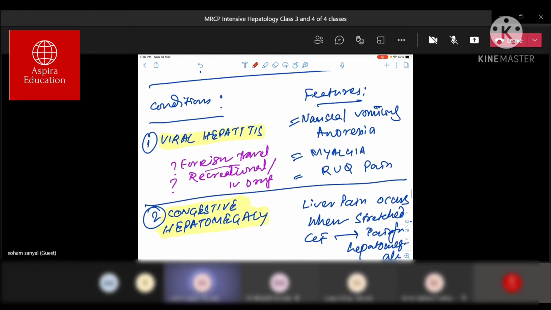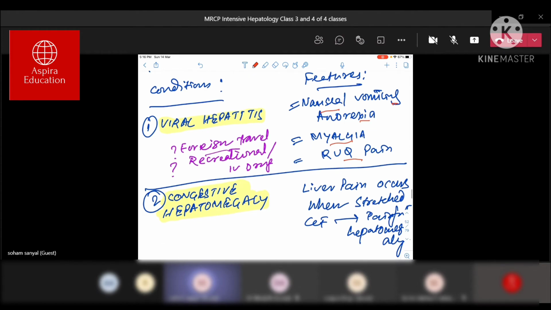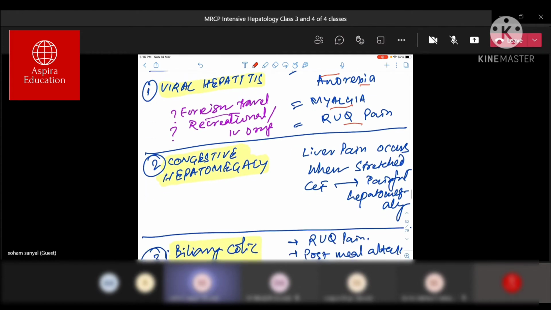And regarding the features of viral hepatitis, mostly they will talk about malaise, vomiting, anorexia, myalgia, right upper quadrant pain. All these are generalized, just for recapitulation we have to go through. Once we have done this, then there is another term, congestive hepatomegaly, which is mostly present when the cardiac output is low, or maybe there is tricuspid regurgitation, or maybe congestive cardiac failure is there.